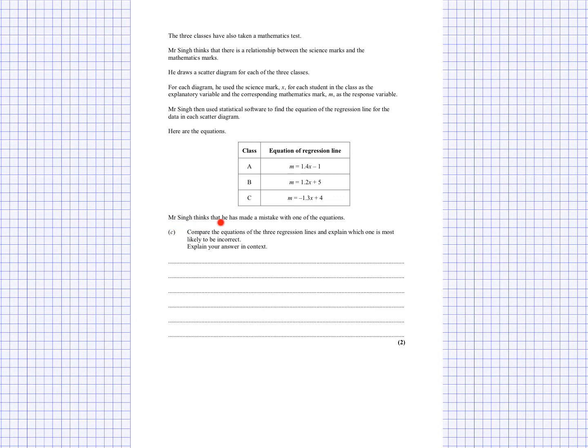Then we got Mr. Singh thinks that he has made a mistake with one of the equations. Compare the equations of the 3 regression lines and explain which one is most likely to be incorrect. Okay, so explain your answer in context. So we need to interpret as well.